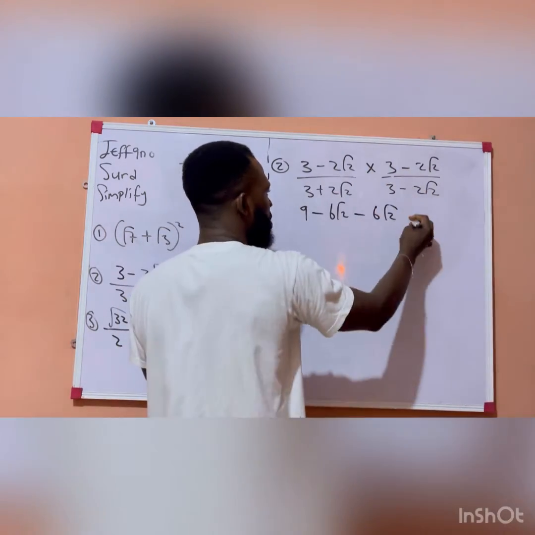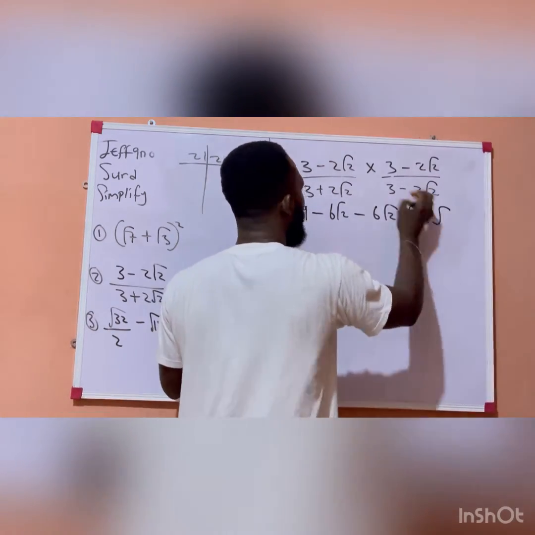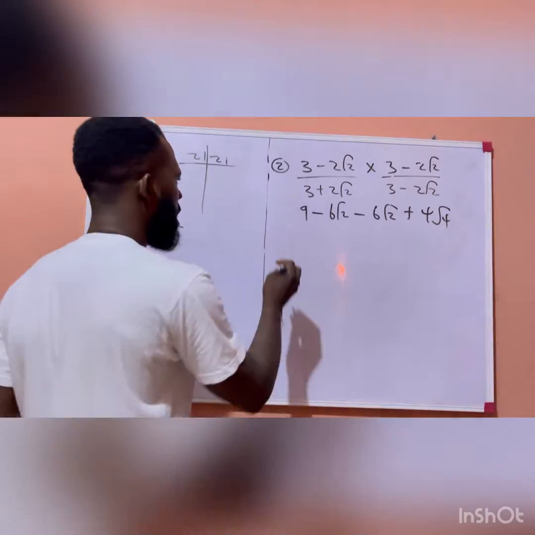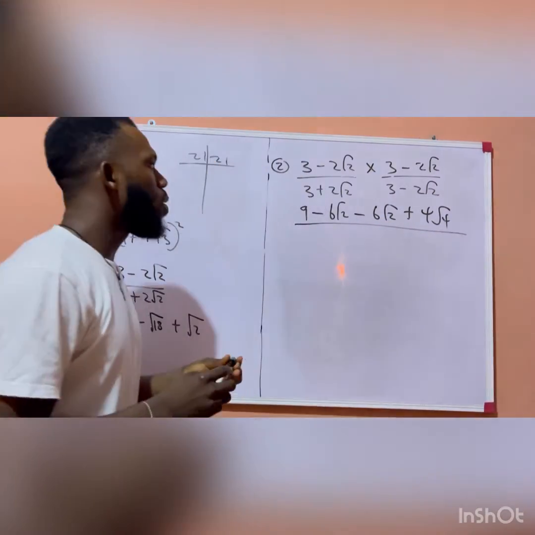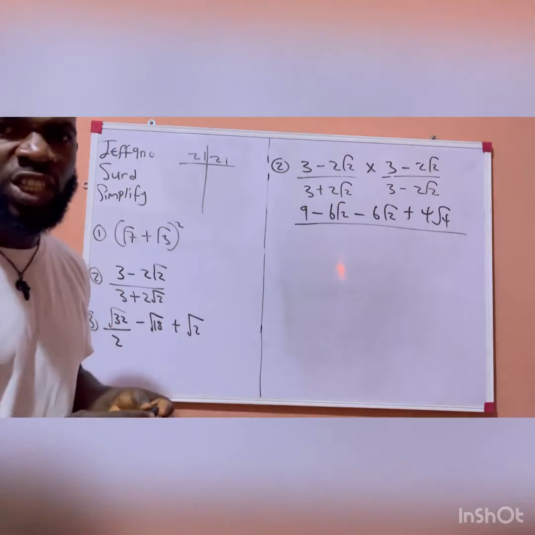Minus times minus gives us plus. 2 times 2 gives us 4. And 2 times 2 also gives us 4. Okay, all over. Now we apply difference of 2 squares in solving the denominator.